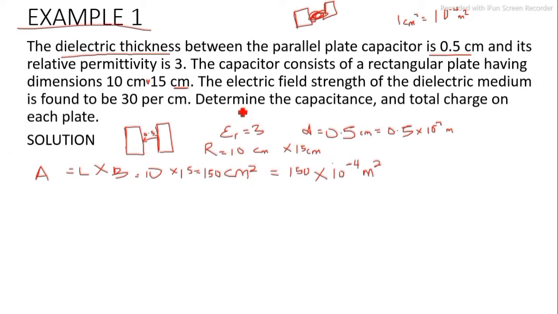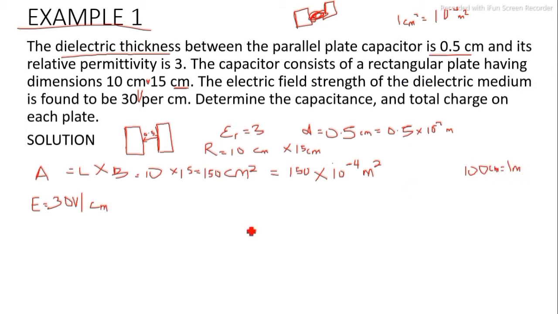Then we are told that the electric field strength of the dielectric material is found to be 30 volts per centimeter. So that means the electric field E is 30 volts per centimeter. Convert this per centimeter to per meter, so that your 100 centimeter is 1 meter.